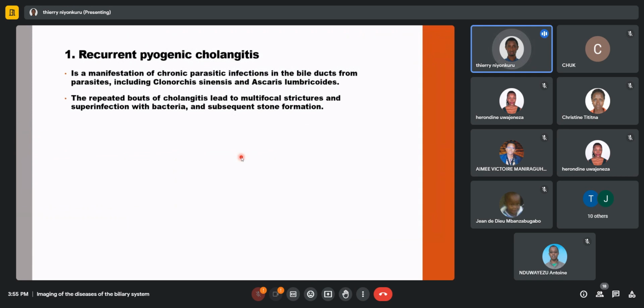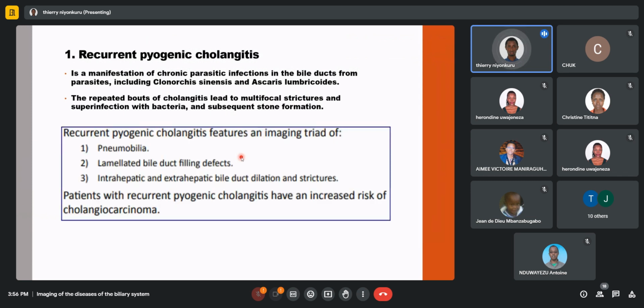We have also recurrent pyogenic cholangitis, which is a manifestation of chronic parasitic infection in the bile ducts from parasites, including Clonorchis sinensis and Ascaris lumbricoides. So these repeated bouts of cholangitis are the ones that will damage the intrahepatic bile ducts, which will lead to multifocal strictures and superinfection. They are superinfected with bacteria, and there is formation of stones.